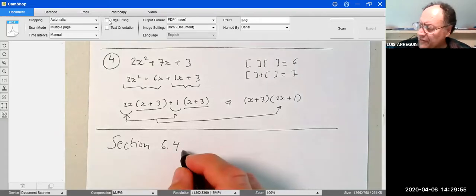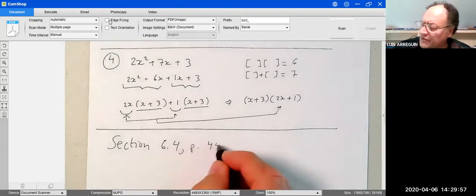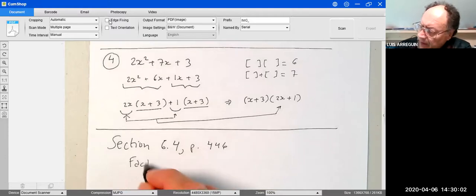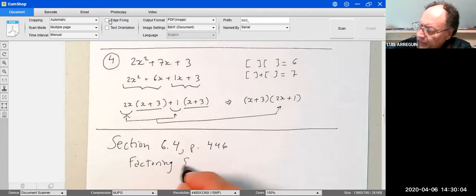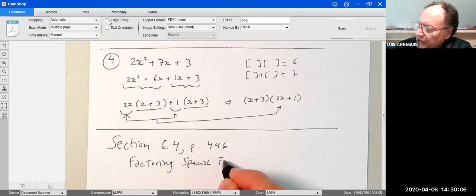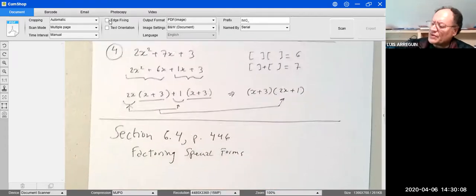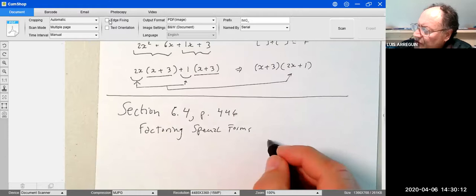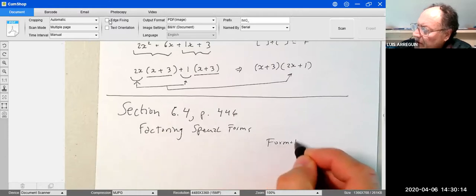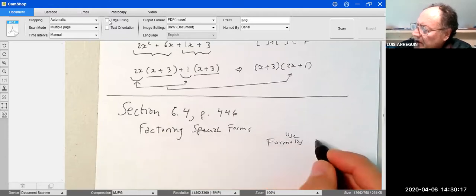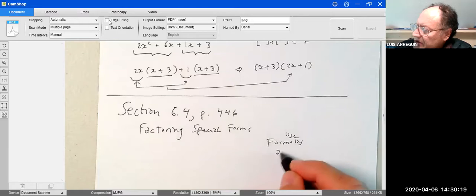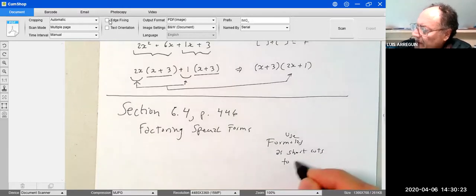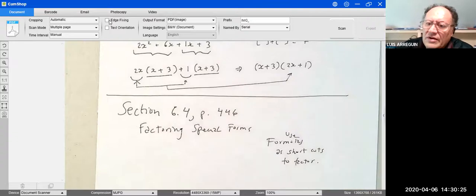So section 6.4 is on page 446, and now is factoring. It's about factoring special forms. So what are those special forms that we're going to cover here? We're going to use formulas as shortcuts to factor. So those formulas are going to be our shortcuts.